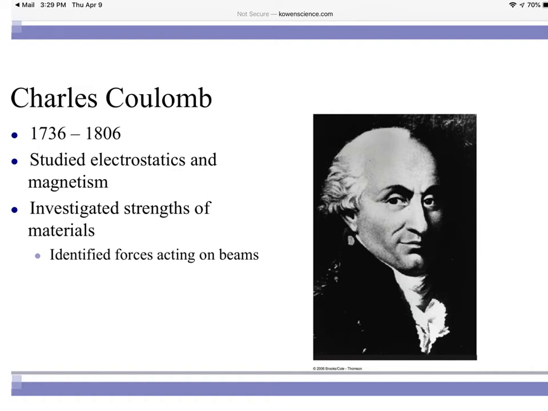So in this video, we are going to review how to use Coulomb's law to solve various physics problems. Coulomb's law was developed by Charles Coulomb. He studied electrostatics and magnets, and he looked at the strengths of materials, and he was identifying forces and how they acted.